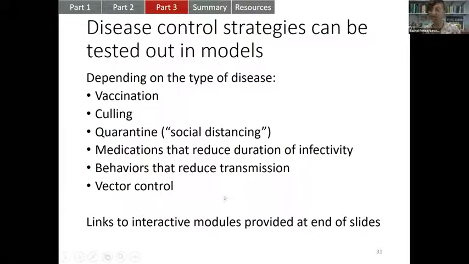And so just to wrap up, I've put a bunch of links to interactive modules at the end of my slides that don't require any coding on your part. They don't require you to do any calculus. You can just toggle and slide different parameters and settings to find out what some of these different possibilities for infection control look like when modeled.